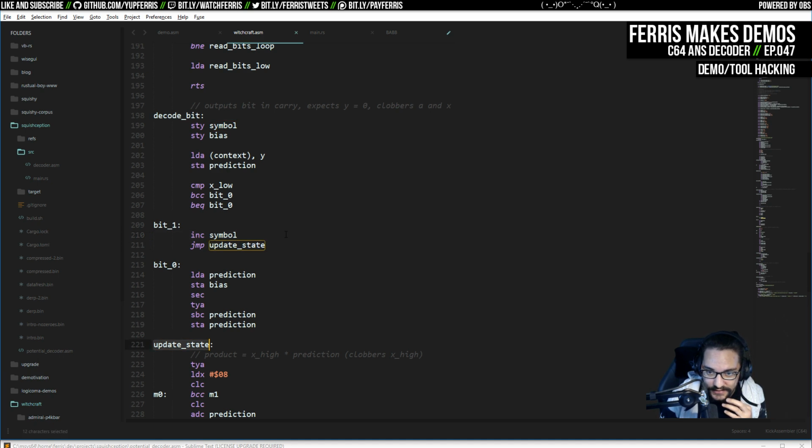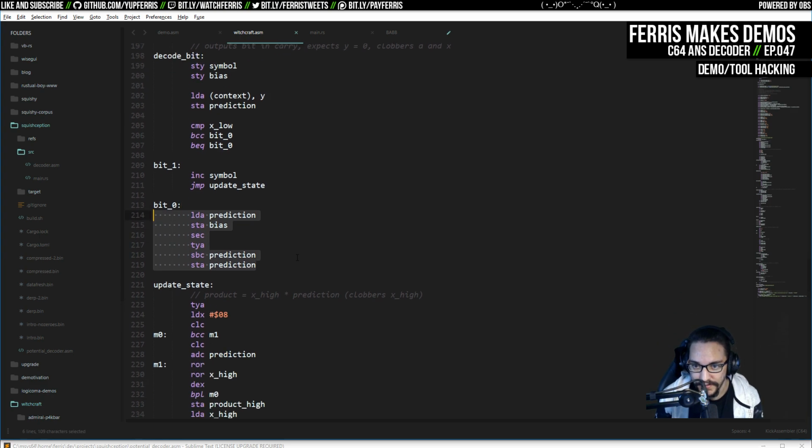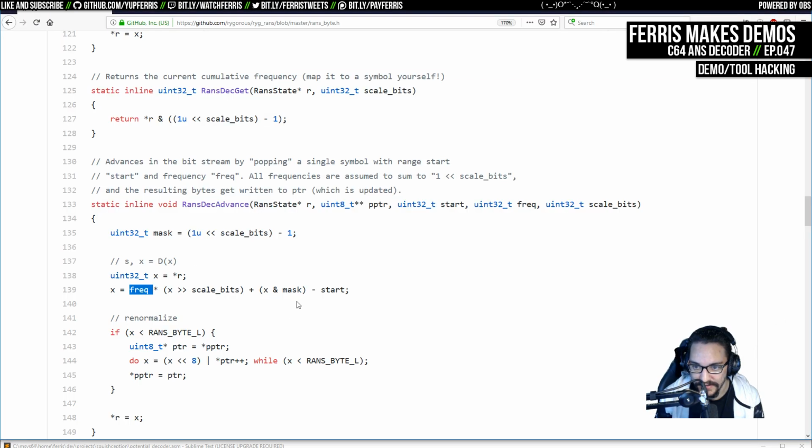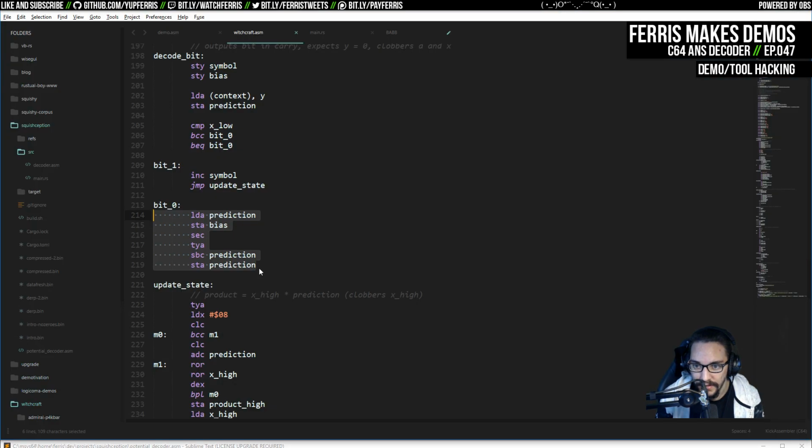And then we go straight to updating the state. If it's 0, we're going to swap our prediction. So instead of predicting that first part of the range, we need to predict the end. Our prediction is going to be that smaller part of the range, which is what we do here. And then our bias is going to be the prediction. So we just move around these two variables. Again, the prediction being frequency in this case, and the bias being this value.